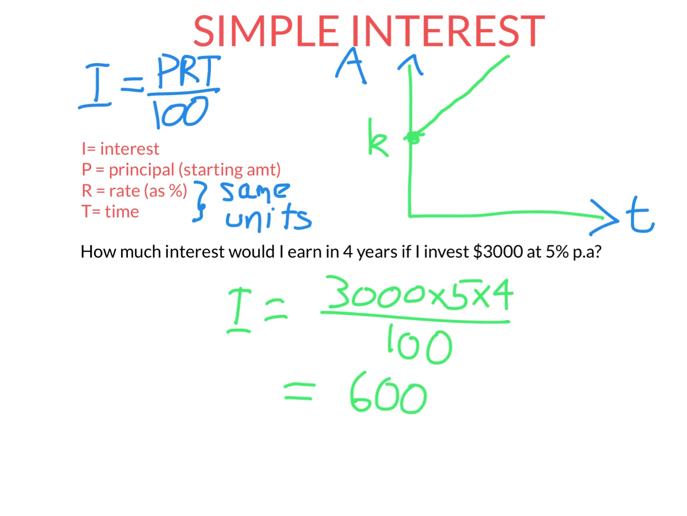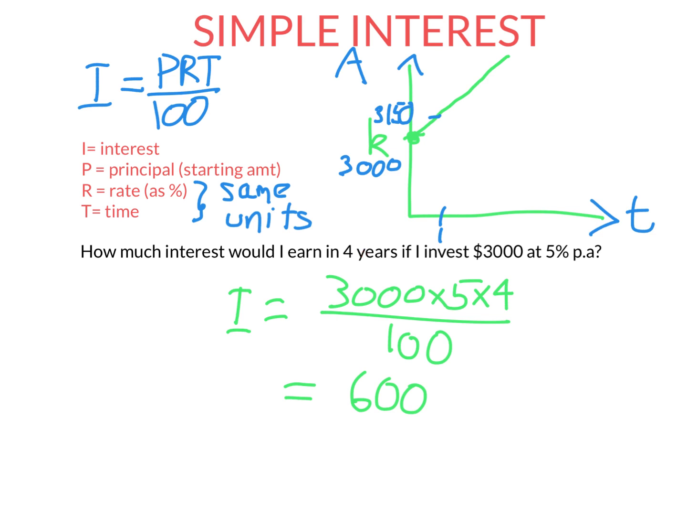So what that means is after the 4 years, you'd have $3,600 because what's happening is 5% of 3,000 is $150. So what this means is, in this case, you would start with $3,000 and each year the amount you have is going up by 150. So after 1 year you'd have $3,150 and after 2 years you'd have 3,300 and so on. After 4 years you'd have 3,600 in total.